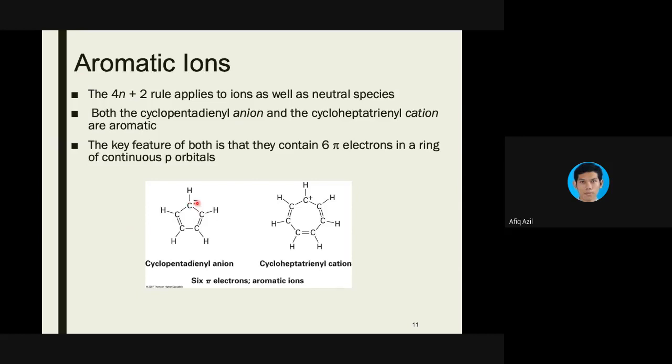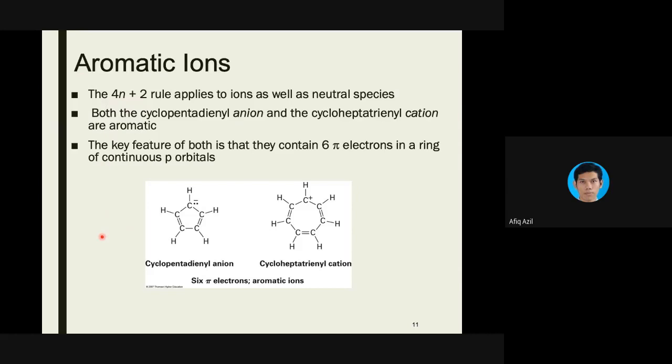Okay, since it is not being used or shared with any other substituents or even hydrogen, these two are counted as pi electrons. So in total you have 2, 4, 6. So 6 can be used in this 4n plus 2 rule, in which when you do the calculation, you're going to get n equal to 1. If n equal to 1, the number of pi electrons is 6.